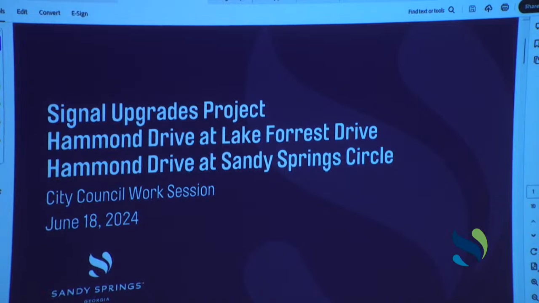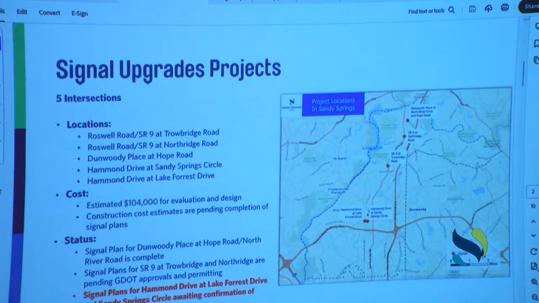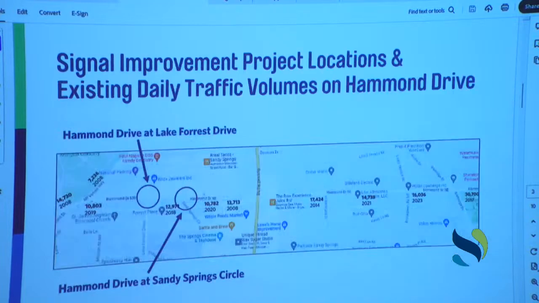So the two intersections are part of a 5-intersection project. We've started on the past couple of years trying to make some short-term safety and operational upgrades, update our records and our plans, and bring things up to current standards related to accessibility. So this is our second round, and the intersections included in this round were Roswell Road at Trowbridge and at Northridge, Dunwoody Place at Hope, and Hammond Drive at Lake Forest and at Sandy Springs Circle. And those are the two that we're going to talk about a little bit more right now.